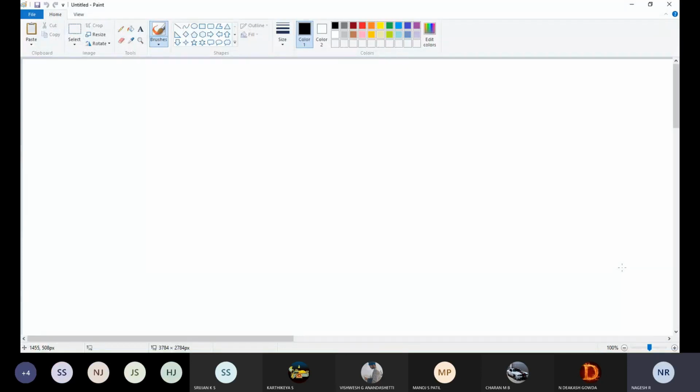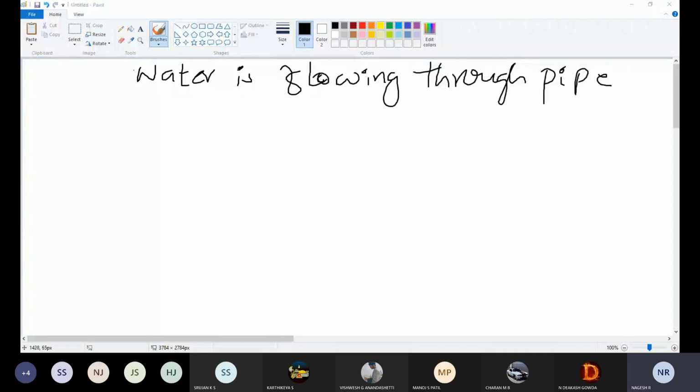So in the problem, it has given that the water is flowing through a pipe. The first thing you need to consider is that the water is flowing through a pipe. Okay, that is the first thing. So here we are going to consider water. Next, what is given next?